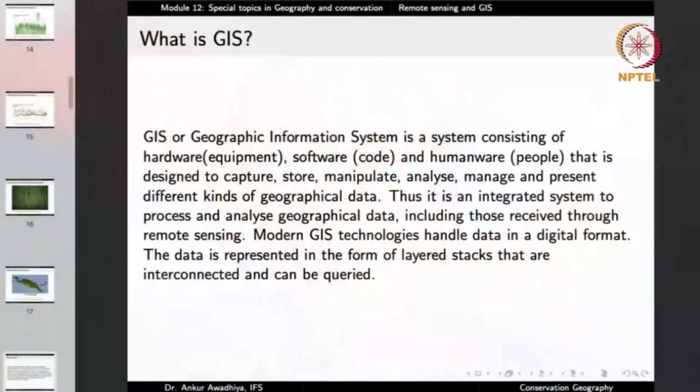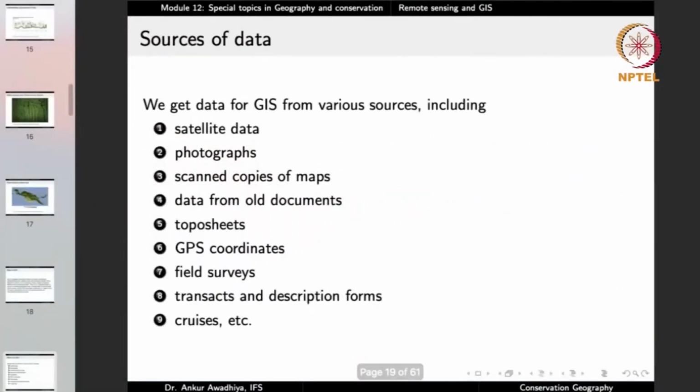And GIS permits you to compute these locations by querying these geographical data. Otherwise it would have been very difficult. You would have to take different maps, overlay them one on top of the other by, say, converting them into transparent sheets, and it would have been a very labor intensive exercise. But with modern GIS software you are able to do them in no time.